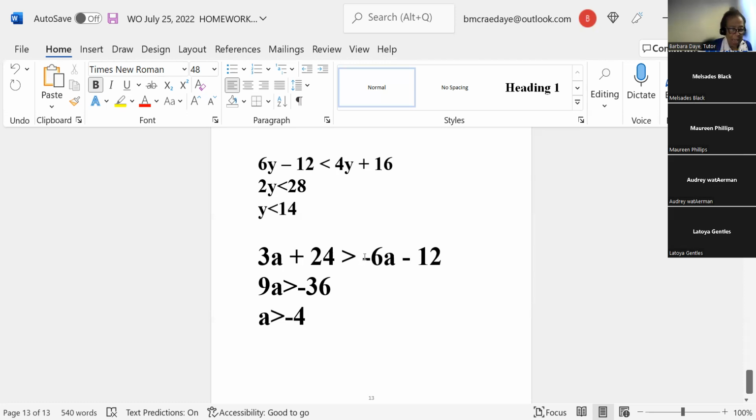Audrey, you didn't add the 6A to both sides. That's where you made your error. And you get 9A, right? You get 9A, and then you subtract the 24 from both sides. A minus 24 and a minus 12 give you a minus 36. And then you divide the 36 by 9. You solve it for A. So you divide both sides by 9, minus 36 divided by 9 gives you a negative 4.